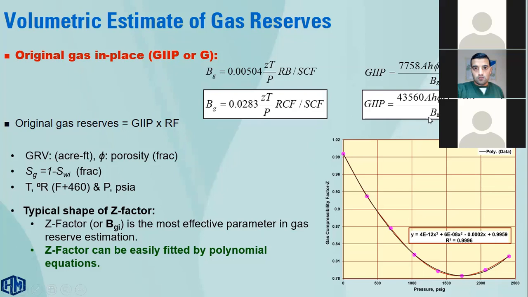In this equation, you have to have the gas formation volume factor, B sub G. It will be calculated by this equation as a function of Z factor, pressure, and temperature in this unit, and this is the typical shape of the compressibility factor or Z factor, taken by a PVT study of a gas sample or gas condensate sample.